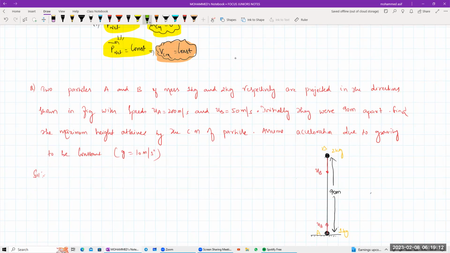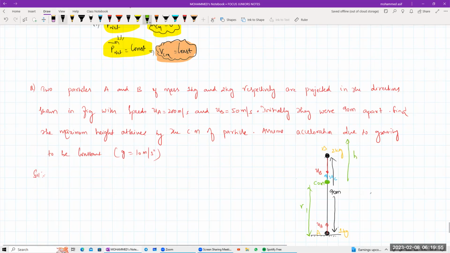Done. So now if mass is more here, the center of mass will be somewhere here, nearer to the larger mass. So this will be your center of mass. So the center of mass initially is at this distance before striking, R1. And the center of mass is moving in the upward direction. Initially, they were 90 meters apart. Velocity of A is 200 meters per second and velocity of B is 50 meters per second. Find the maximum height attained by the center of mass. Like say this particle after striking keeps moving in the upward direction. यानी इसका center of mass कितना ऊपर गया है.